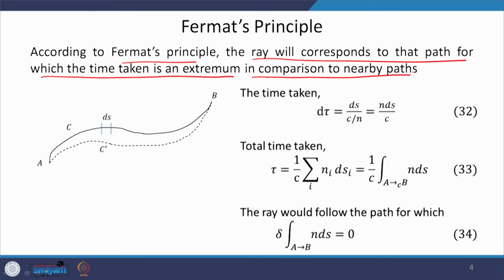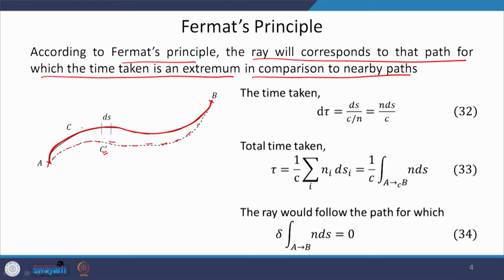What it says is that suppose we have 2 points A and B given in space. A ray which starts from point A may travel to point B following infinitely many paths. Suppose one of the paths is given by a curve C, which represents one of these paths. Another path is represented by this dashed line, which we name as curve C prime. C prime represents the dashed path, and the continuous line is represented by curve C.